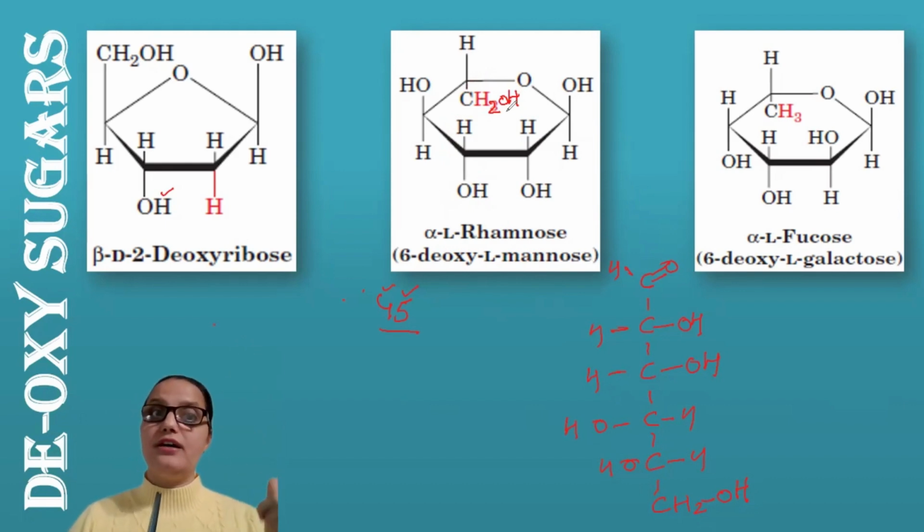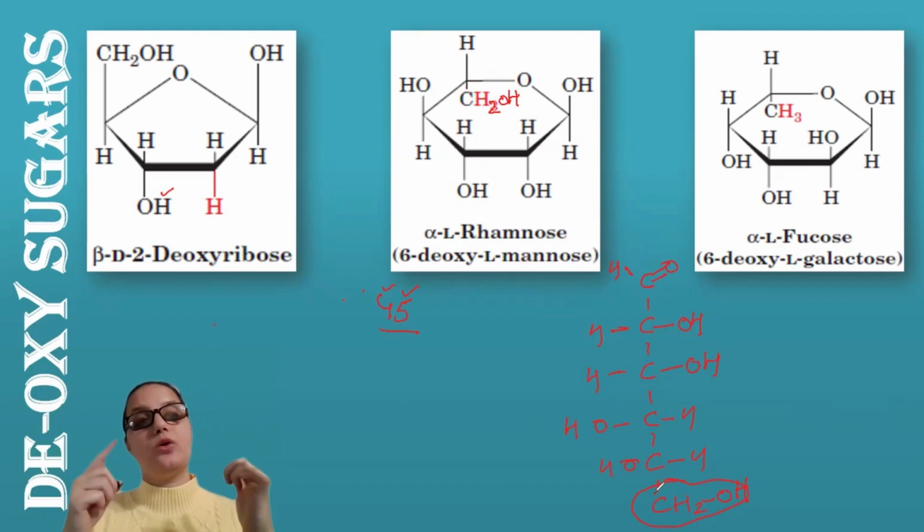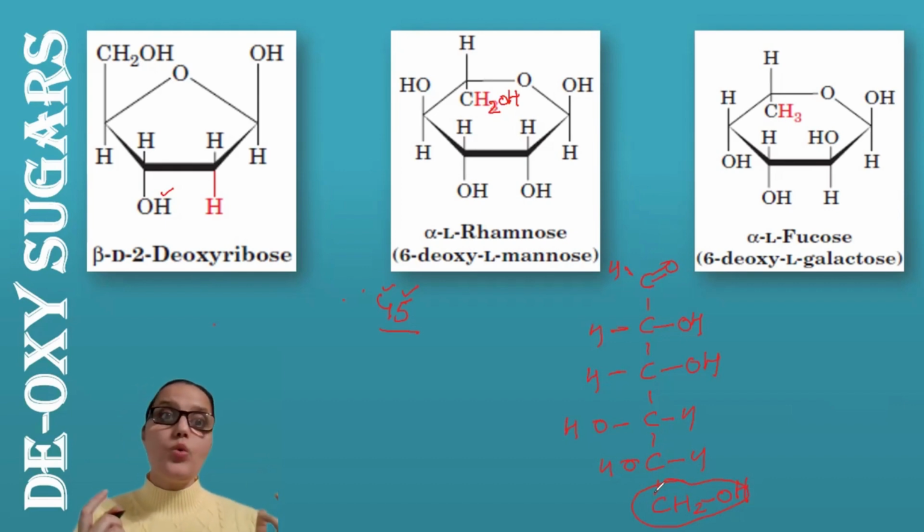I actually mentioned this earlier as well. In all the D forms, this sixth carbon, or whatever the overhang carbon is, is directed upwards, and in the L forms, it is always directed downwards. This is also one of the ways to see whether the cyclic structure in front of us is the D form or the L form. So now this is the original thing. Now what is happening? This OH is being removed from here, right?